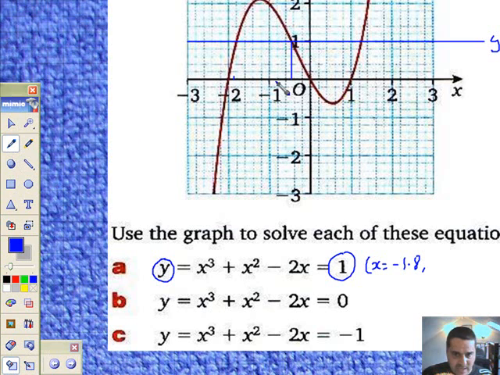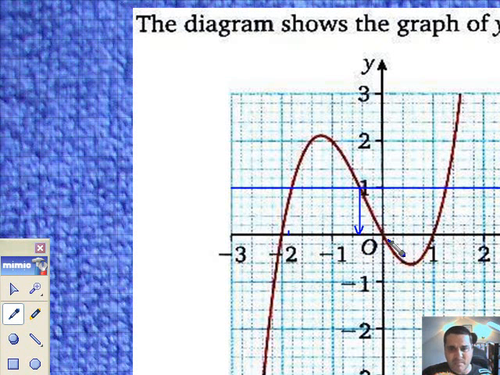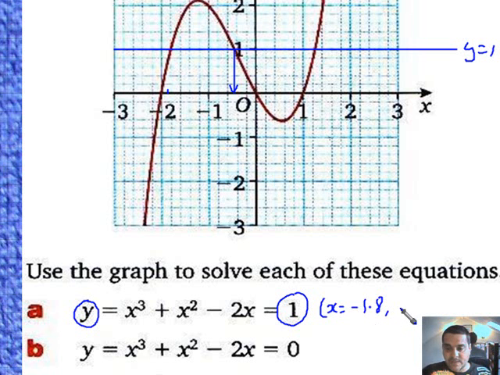Right. Put a little arrow on that. So that's 1 and that's 0. I'm going to make that minus 1/2. I think it's roughly halfway. Again, just judging off the screen. So x equals minus 1/2 or minus 0.5.